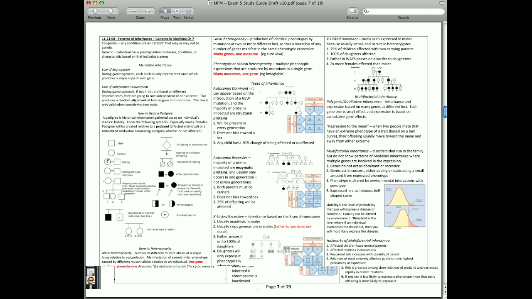Square is male, circle is female. One line between them is mating. 2 lines between them means that they've mated and they're relatives. If you have a shaded in shape, that means they're affected with a condition. If they're unshaded, they're unaffected.